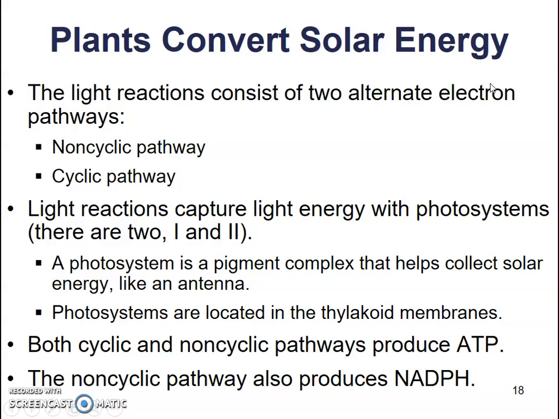Plants convert solar energy. The light reactions consist of two alternate electron pathways, the non-cyclic pathway and the cyclic pathway. Light reactions capture light energy with photosystems. There are two. They are named 1 and 2. A photosystem is a pigment complex that helps collect solar energy like an antenna. Photosystems are located in the thylakoid membranes.